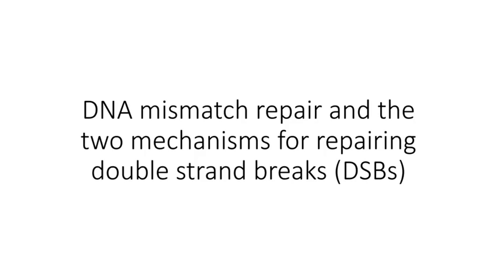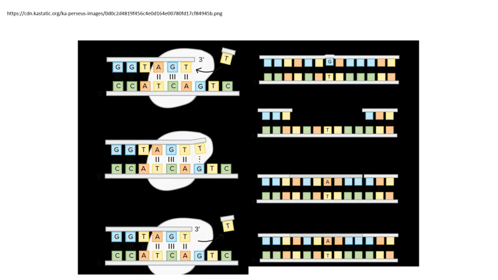DNA mismatch repair and the 2 mechanisms for repairing double-strand breaks. One of the repair mechanisms of DNA is the DNA mismatch repair system, which replaces the bases that are paired wrong in the DNA. This system recognizes the mutation in the same way that DNA polymerase does, by the distortion of the DNA, smooth versus not smooth.